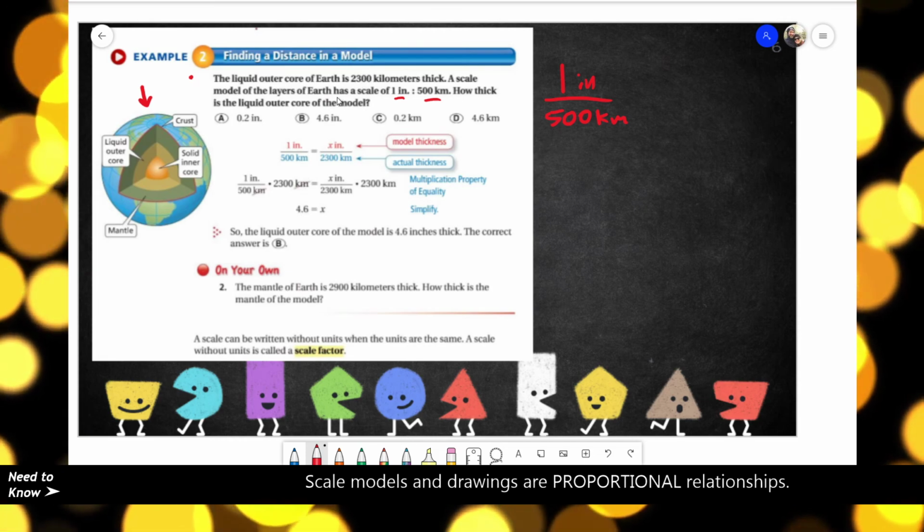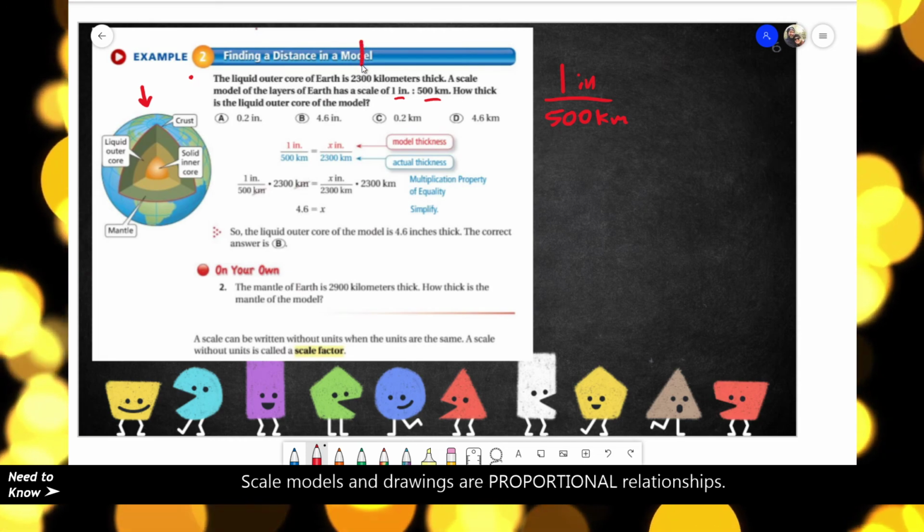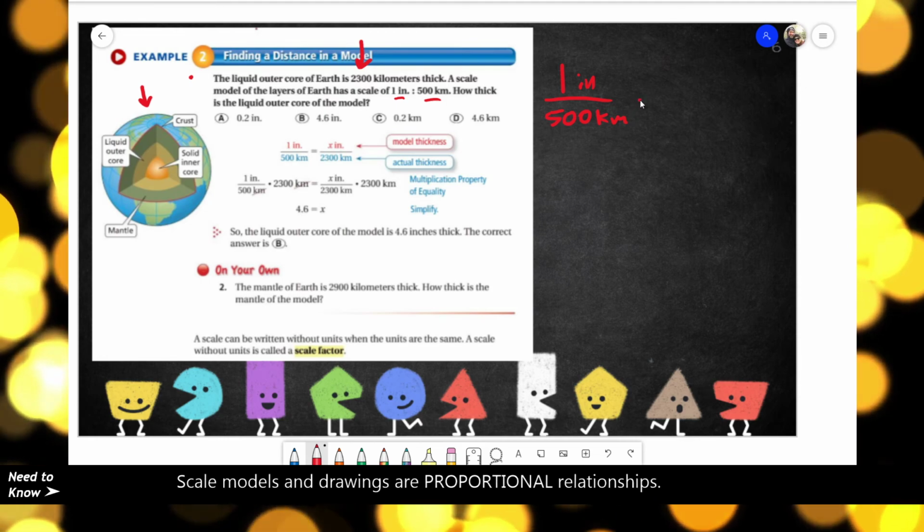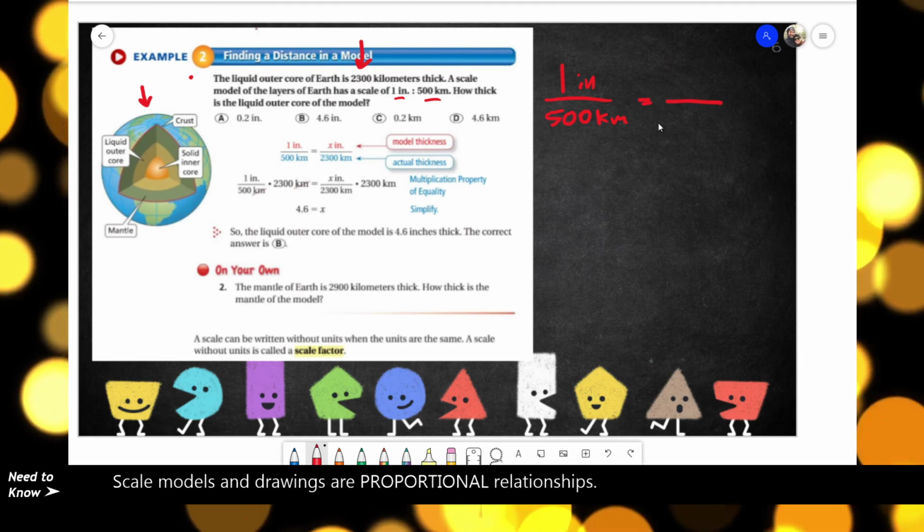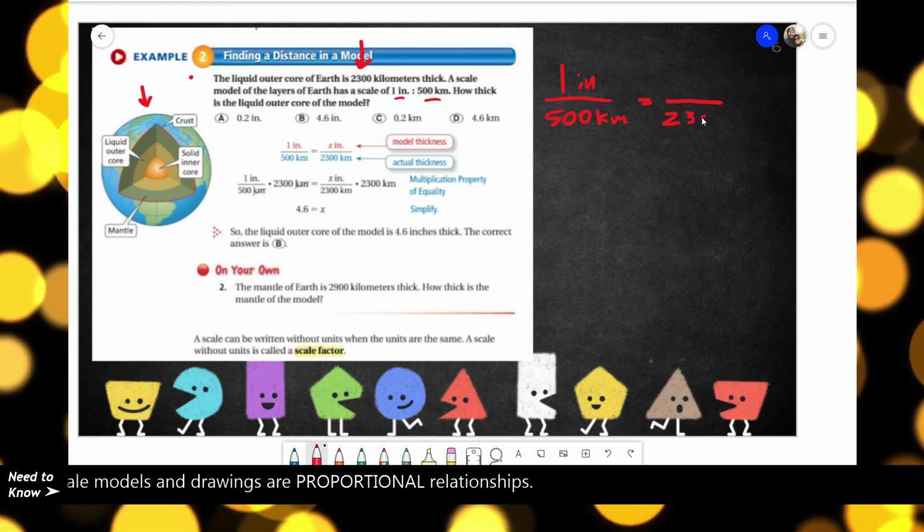Well, the liquid outer core of the real Earth, they tell us, is 2,300 kilometers. So again, I'm going to set up a proportion. Kilometers would go in the denominator.